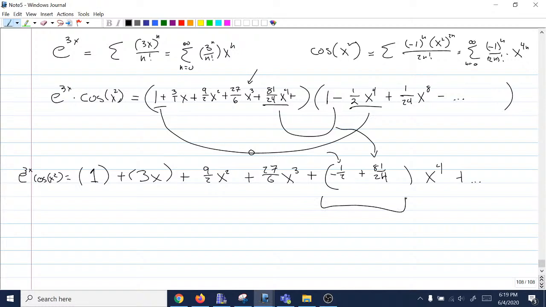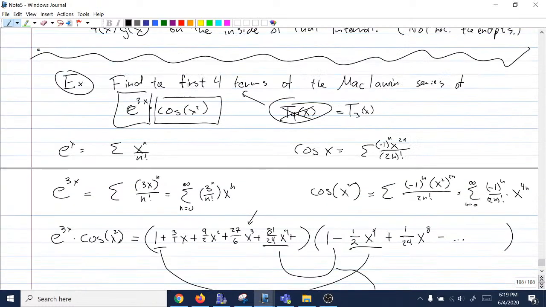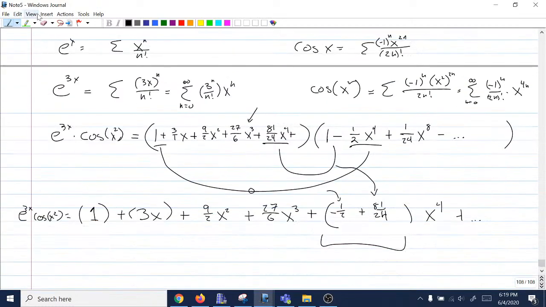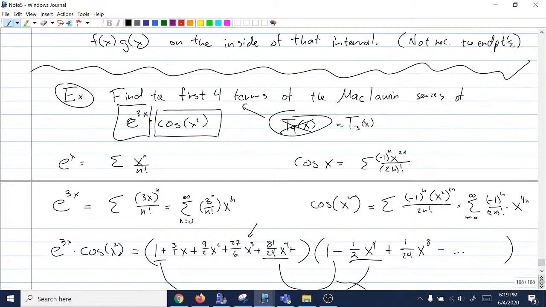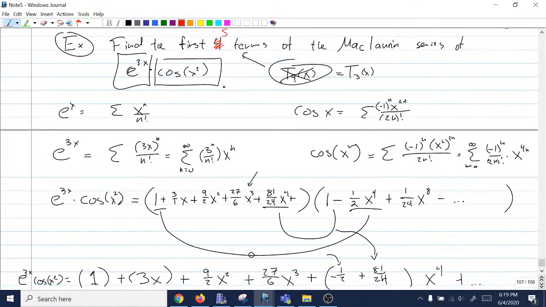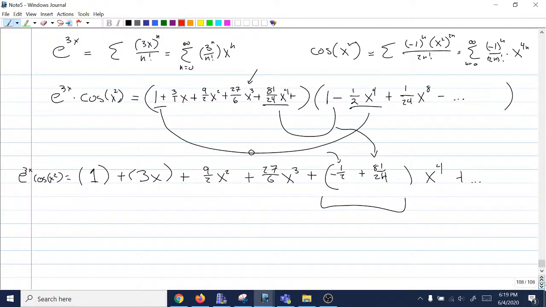If I add these together and then multiply by 4 factorial, that will give me the 4th derivative of this function at 0. Being able to read off those terms on the right gives me specific information about the derivatives of the things on the left. I feel like I should do one more. So I didn't find the first 4 terms, I found the first 5 terms, because that was the first place where they interacted with each other.